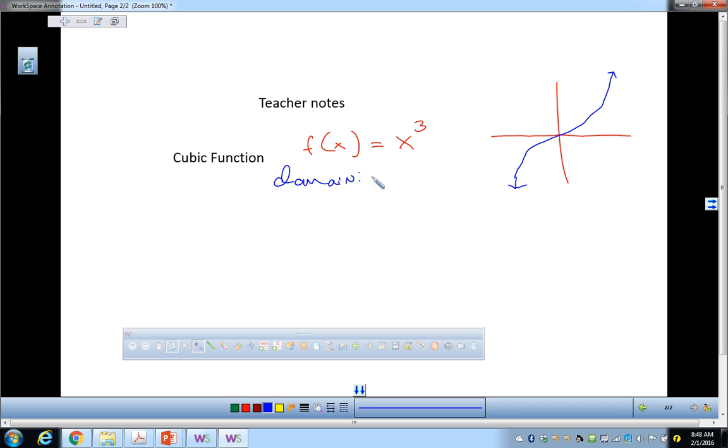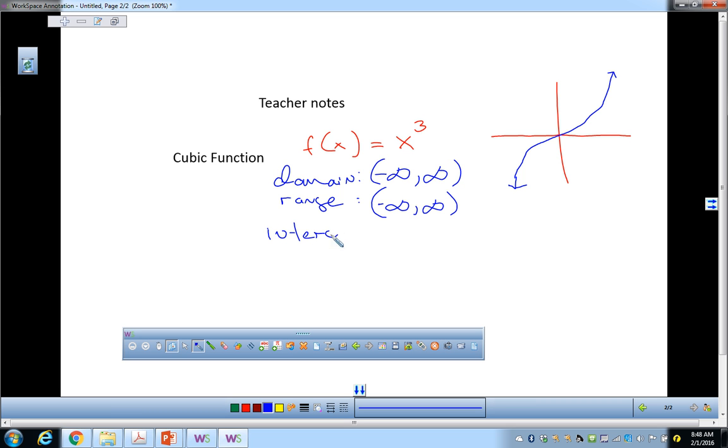Domain, what's the domain? What numbers can I plug in for x? Negative infinity to infinity is the domain. And likewise, the range is also negative infinity to infinity, right? Because it goes down forever and up forever. It has an intercept at 0, 0. And what else? Domain, range, intercept.